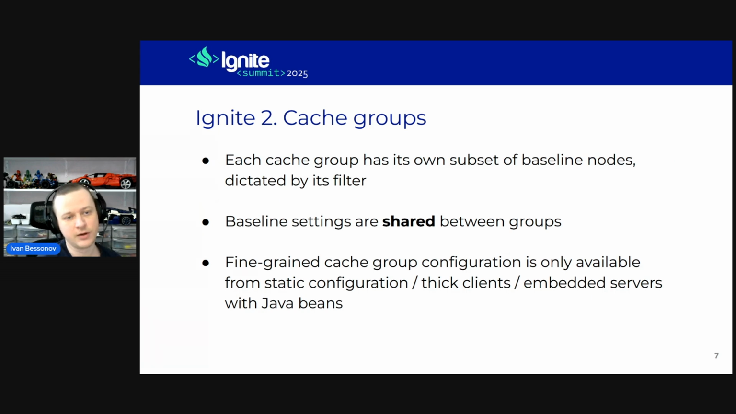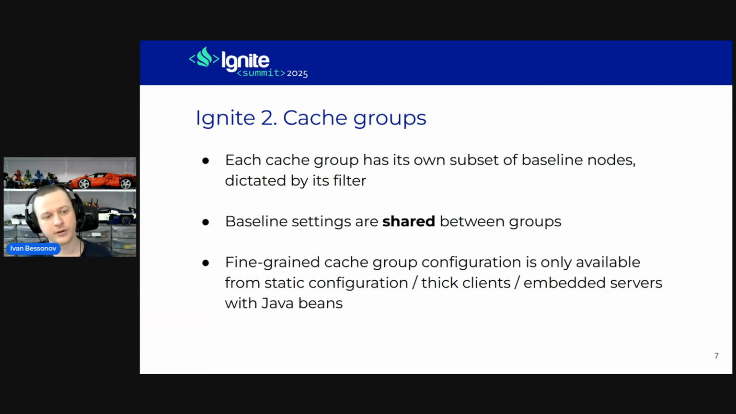The issue, or let's say some implementation details about cache groups, is that, obviously, each cache group is a subset of baseline nodes, but the baseline has its own management that is shared between all the cache groups. If auto adjustment of baseline happens, it affects all cache groups, obviously.